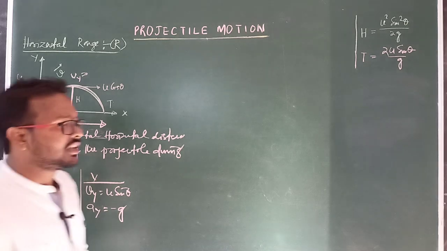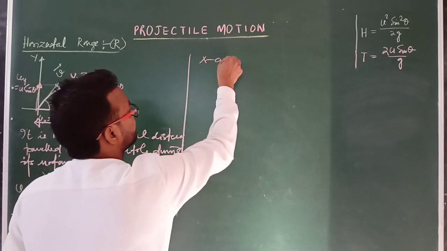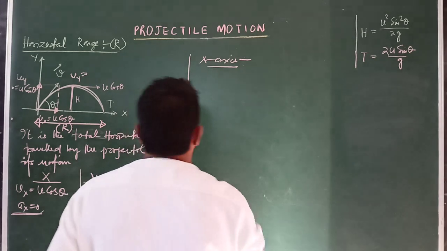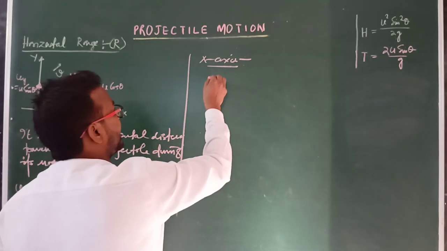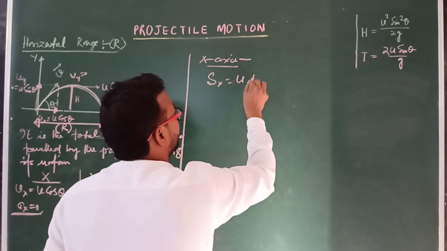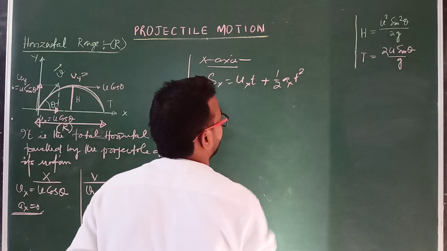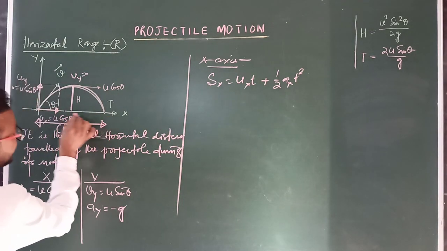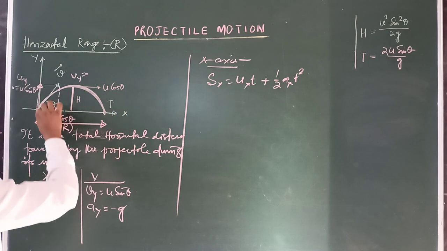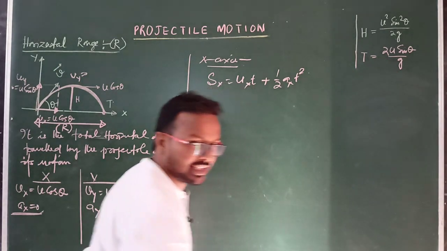Then we have to use the kinematic relation. Now, along the x-axis, the horizontal range can be written by using the kinematic relation Sx equals ut plus 1 by 2 ax t square. Here Sx means the horizontal distance travelled by the particle or projectile during its time of flight, or during its motion, and the time of flight is t equals 2u sin theta by g.